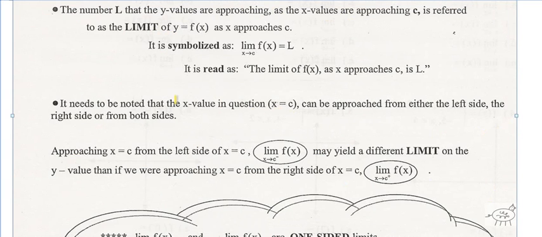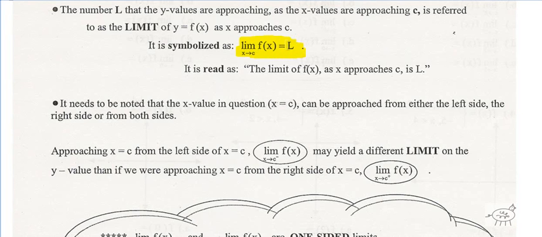It says the number L that the y values are approaching as x values are approaching c is referred to as the limit of y equals f of x as x approaches c. So this is really key right here, math fans. It's the limit as x approaches c. So x is approaching a number, and you're saying now what is y approaching? Y is approaching that L value. It even says it reads as the limit of f of x as x approaches c is L. That's what this little friendly guy right here is, as x approaches c.